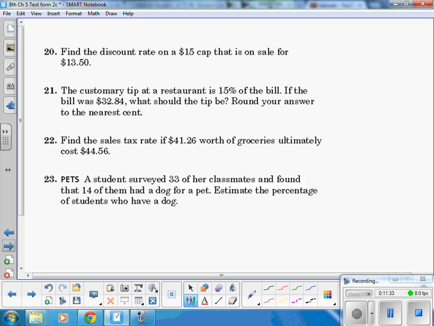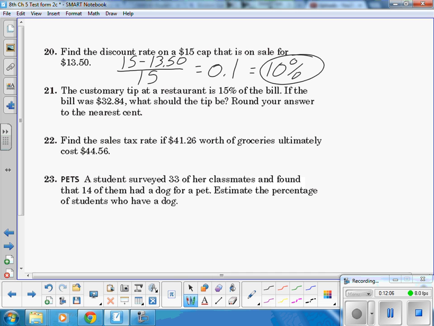Number 20, find the discount rate on a $15 cap that is on sale for $13.50. I'm finding the rate. That means I'm finding the percent change. So in this problem, I'm going to go max minus min. 15 minus the $13.50, and I divide by the original. The original price of the cap is $15. Don't forget that after you subtract, you have to hit equals. When we do the calculations, we get 0.1. Remember, we're looking for the rate, the percentage. That is equal to 10%.